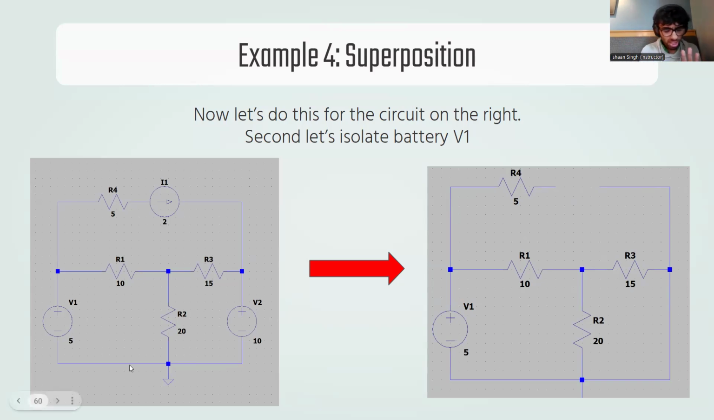But anyways, we isolate V1 by replacing the current source with an open circuit or break in the circuit, and the other voltage source with a short circuit.